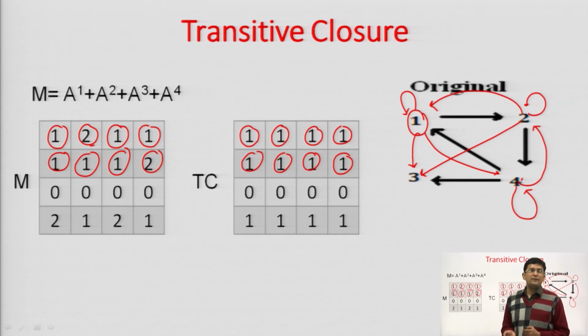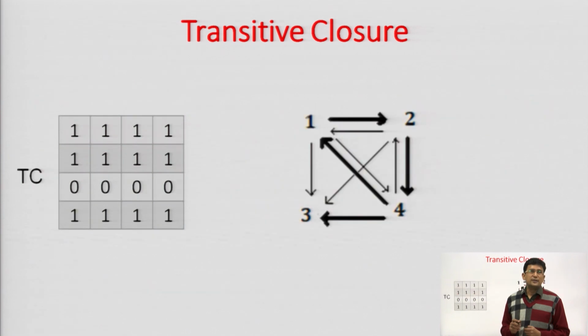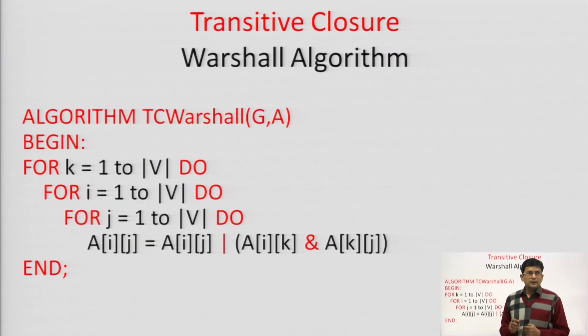So now having found this with the matrix multiplication method, there is another method by which you can find out the transitive closure. This is when, let us say, there is a pair of stations I and J.